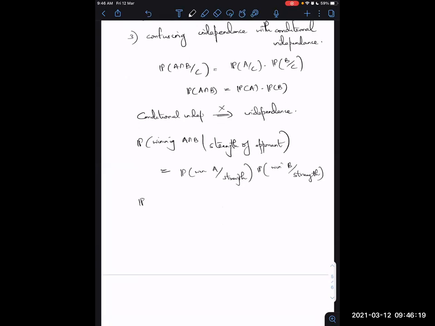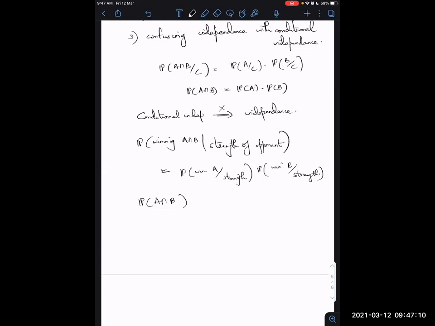But here, not knowing the opponent's strength actually matters a lot. So what is the probability of A and B here? That's what we need to understand. In this case, you don't know the strength of the opponent. So when you play the first game, say you have won the match, you get to see what the other player is like. And when you play the second game, you have more info about your opponent, and winning match A does actually tell something about whether you will win B or not.